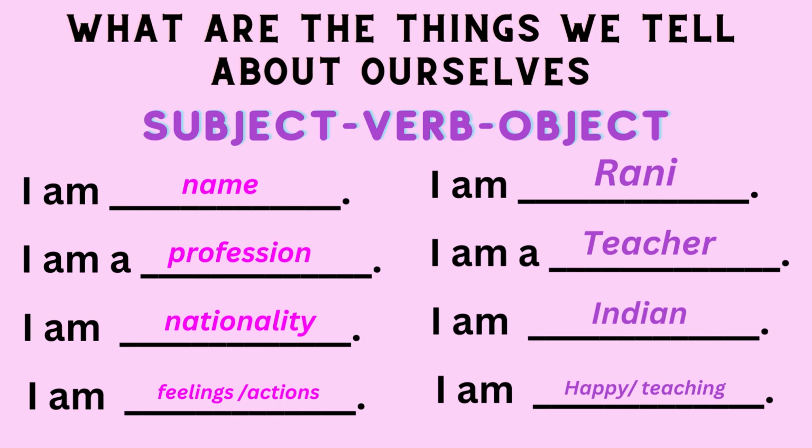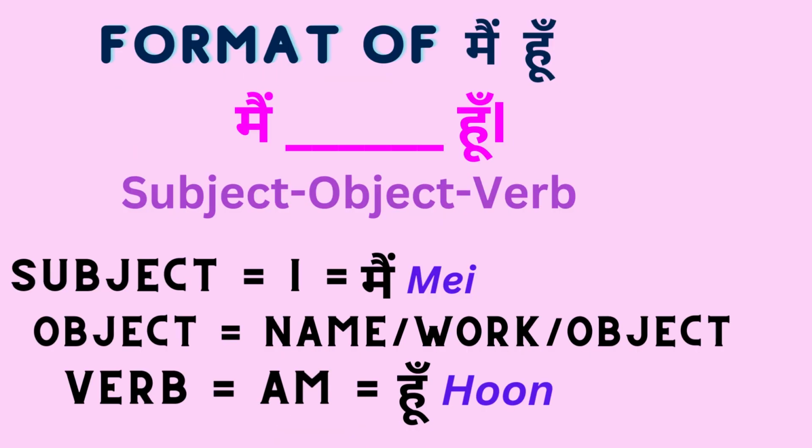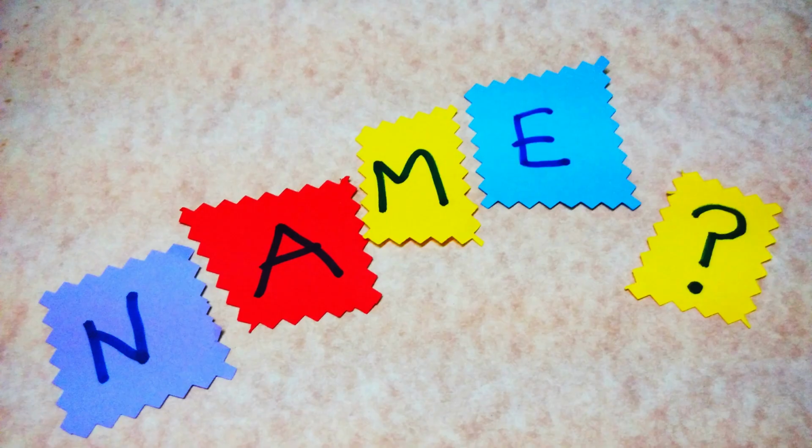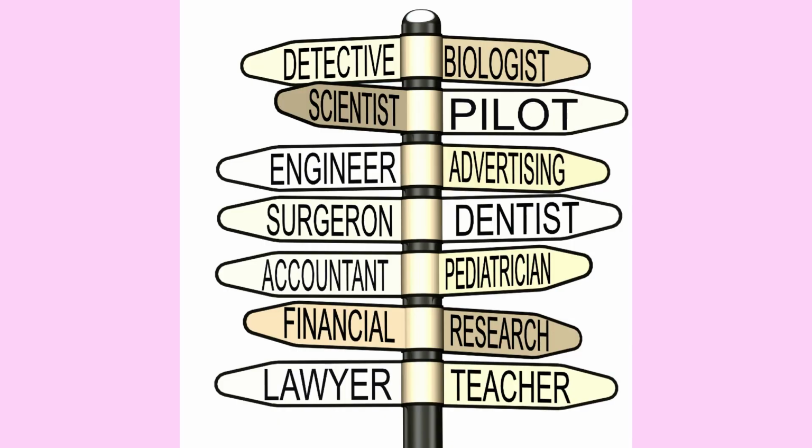Now the Hindi equivalent of I am is मैं हूँ, but the format of writing changes completely. It is subject followed by object and then the verb. Subject is I, it becomes मैं. Verb is am, which becomes हूँ and comes at the end. And in between the मैं and the हूँ, that is subject and the verb, we write the object, which could be our name, nationality, feelings, profession, etc. Let's understand this with the help of an example.